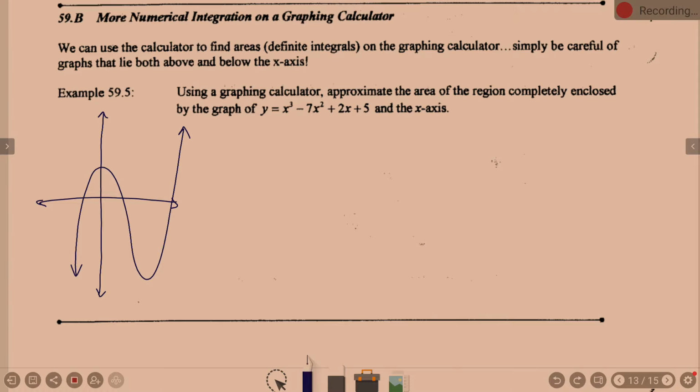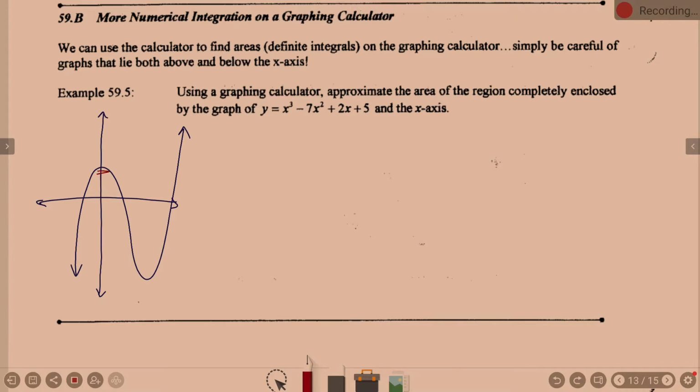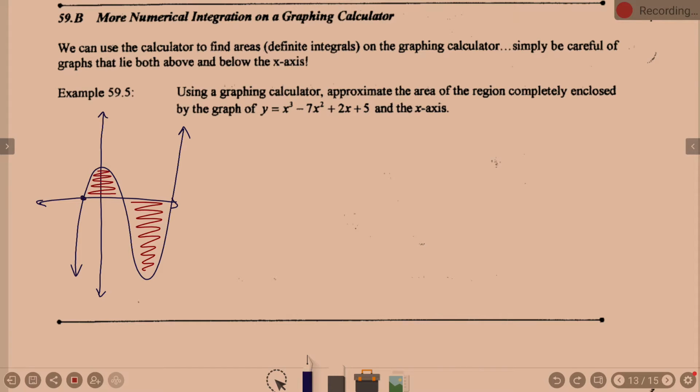Okay. Your graph looks like such, yes? What areas are we focused on? The completely enclosed ones. Okay. We've got a hill and a valley again, right? It's the area of the region completely enclosed, so those pieces that are completely sealed off. What are we going to have to know here, folks? The integral of the hill and the integral of the valley. The hill is going to have a positive value to it. The valley is going to have a negative value to it.